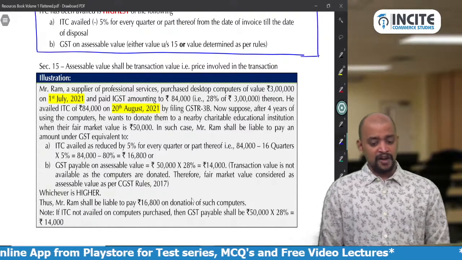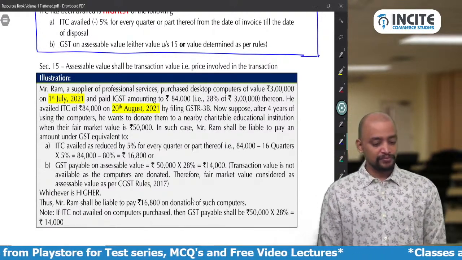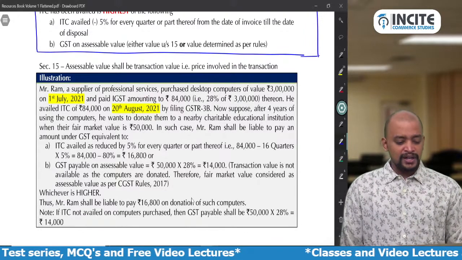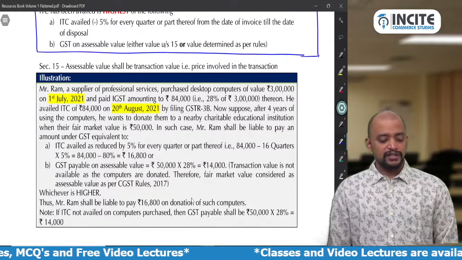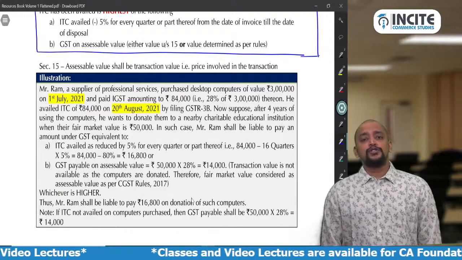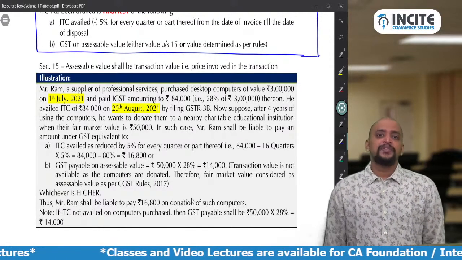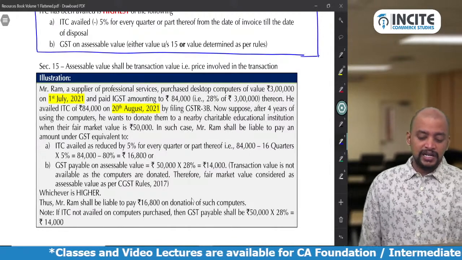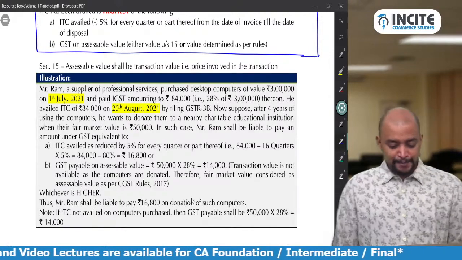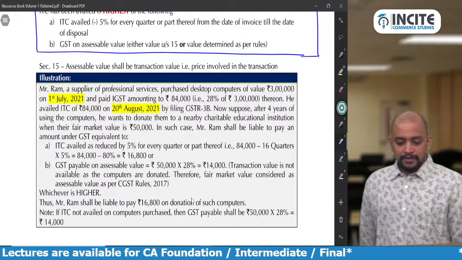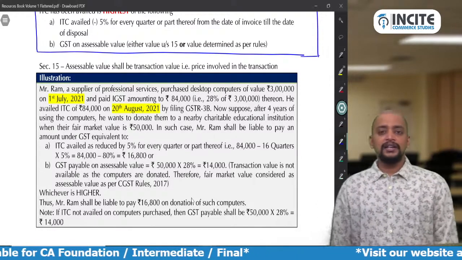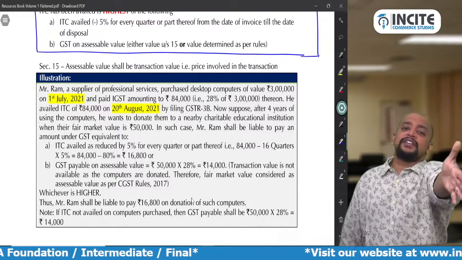So he would have taken credit on 20th August. Now suppose after 4 years of using the computers, he wants to donate them to a nearby charitable education institution where the fair market value is 50,000. So he donated. So disposal of business asset on which ITC is availed will become supply under section 7(1)(c), correct? And in such case, Mr. Ram shall be liable to pay an amount under GST equivalent to, what is that?